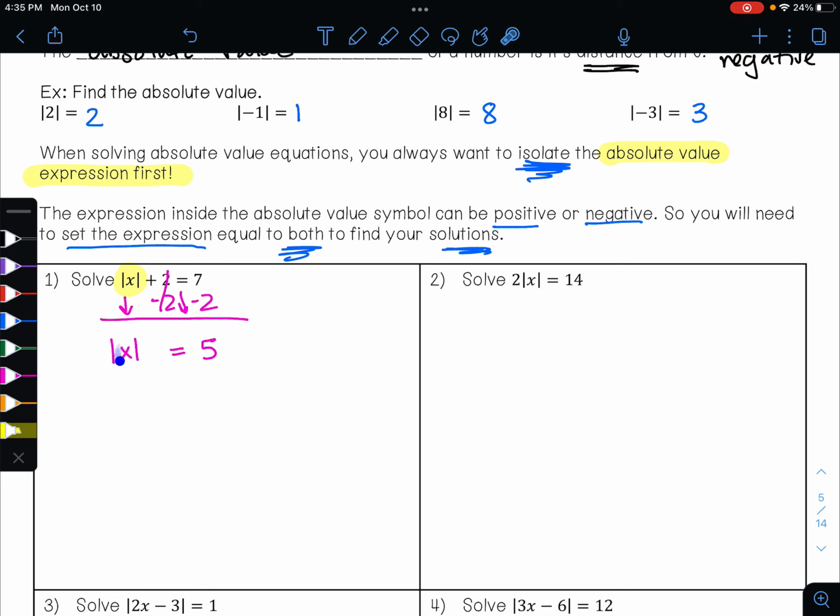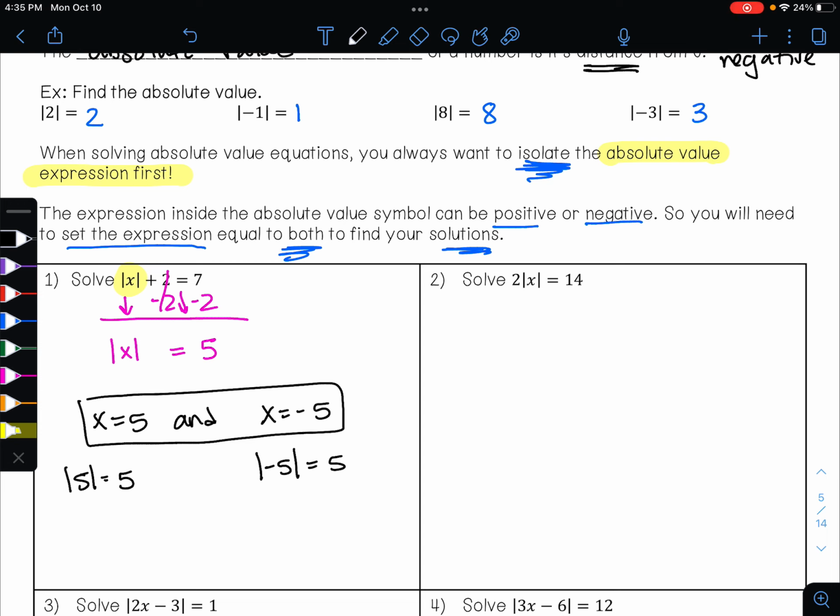So what numbers could we plug in for x to give us 5? Well, x could be equal to positive 5 because the absolute value of 5 is 5. And x could be negative 5 because the absolute value of negative 5 is 5. 5 is 5 units away from 0, and negative 5 is 5 units away from 0. So both of these are our solutions. We have 2 answers.